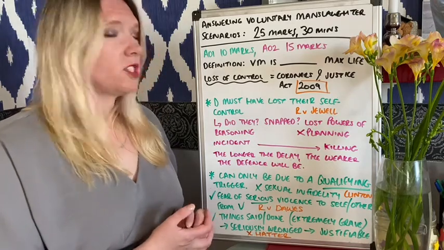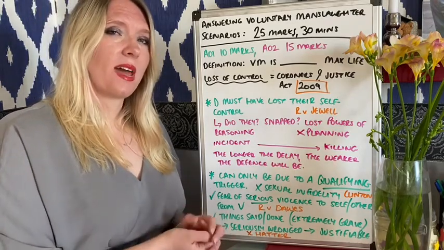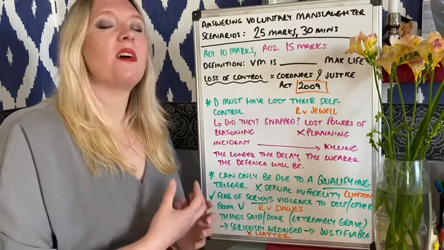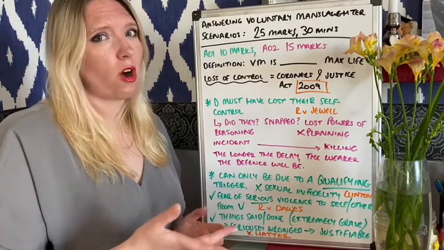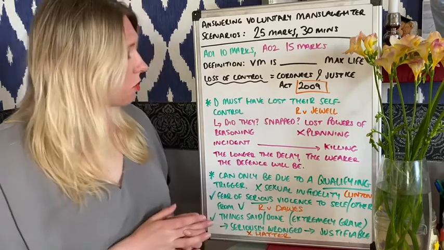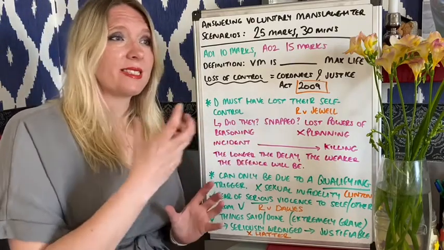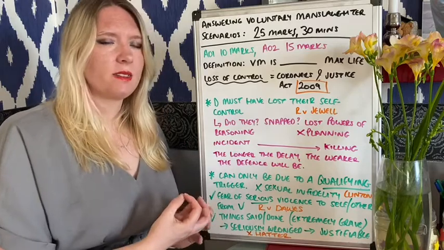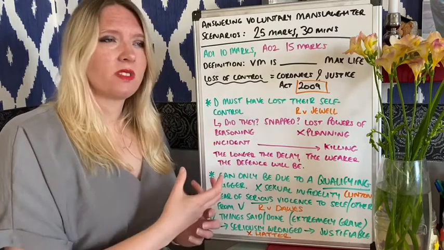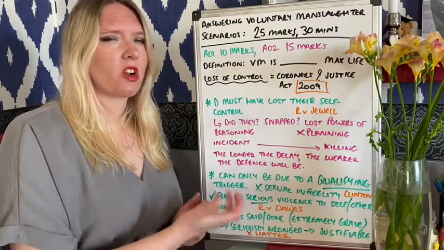So what we need to now do is switch to our AO2. We need to look for evidence in the scenario, or not, that they lost their self-control. So is there reference to the person just snapping, losing it? They lost their powers of reasoning. They couldn't be talked to. Someone tried to hold them back.